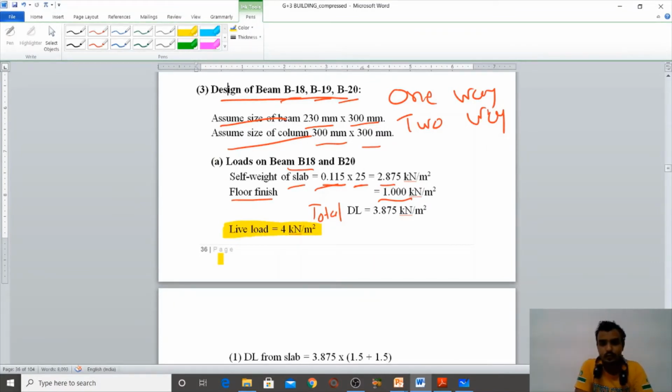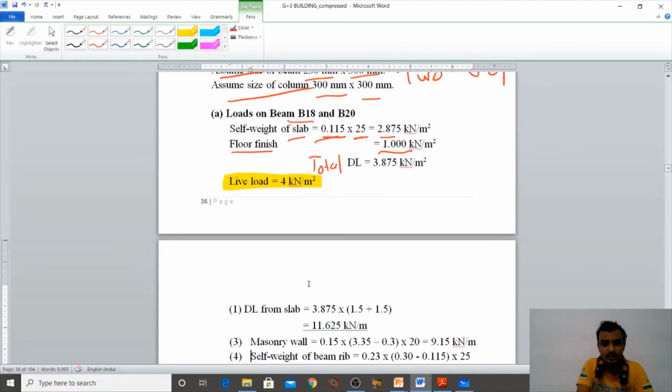Now here is the live load, 4 kilonewton per meter square. Okay, 4 kilonewton per meter square. It's the live load here. So 4 kilonewton per meter square live load is applied on the slab.